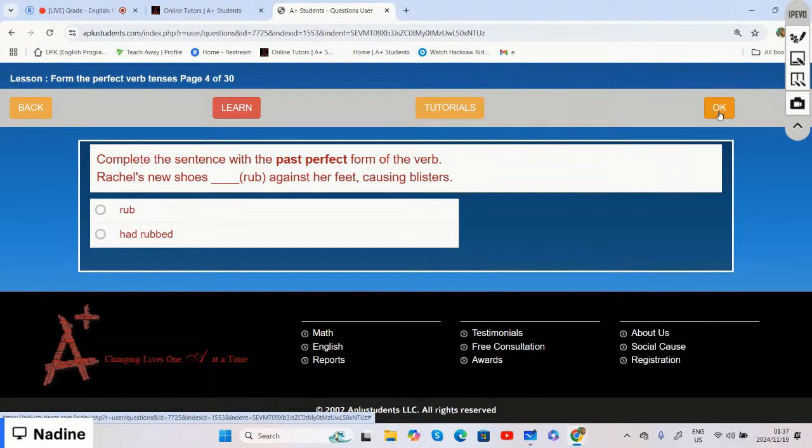All right, let's look at the next one. It says we need to complete the sentence with the past perfect form of the verb. And remember, when it comes to perfect, it's ongoing, right? Which means that we use a helping verb. We use the helping verb had for our past tense. When it comes to the present tense, we use the helping verb has and have. And when it comes to the future tense, we use the helping verb will have.